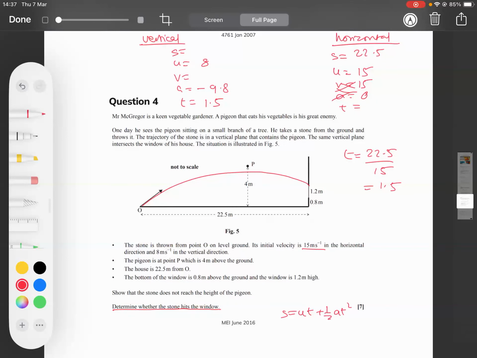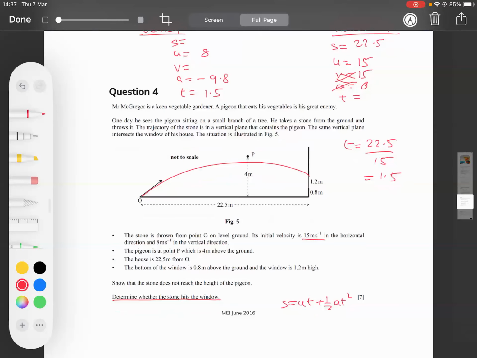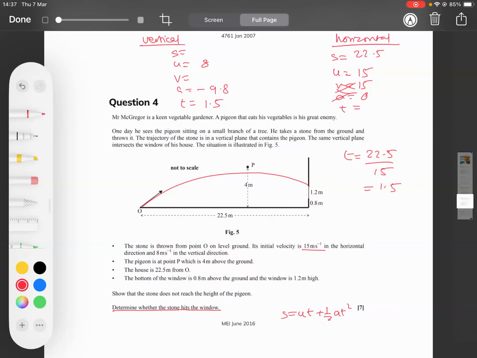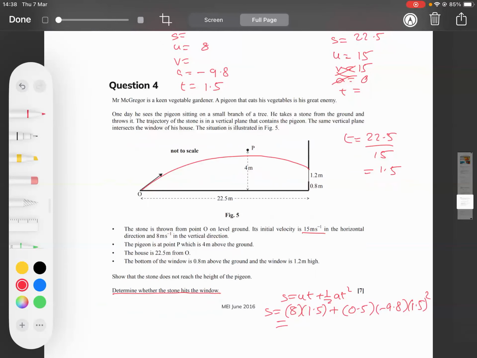Oh, makes sense. So we have S equals UT plus a half AT squared. We just do that straight away. So S equals 8 times 1.5 plus 0.5 times minus 9.8 times 1.5 squared. Solve that and we check the height. What kind of height are we expecting an answer of? Something around either 0.8 or 2 or 3 or something like that, just because then it's sensible, isn't it?